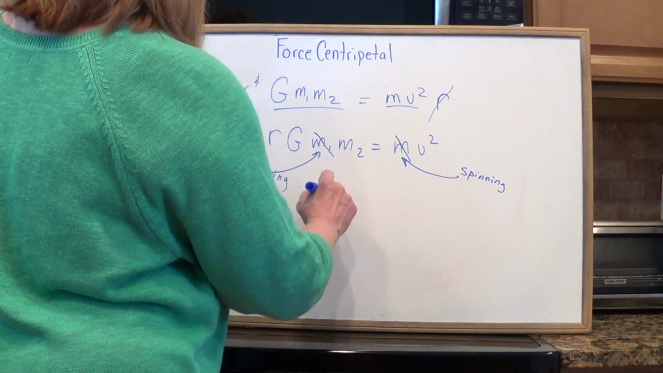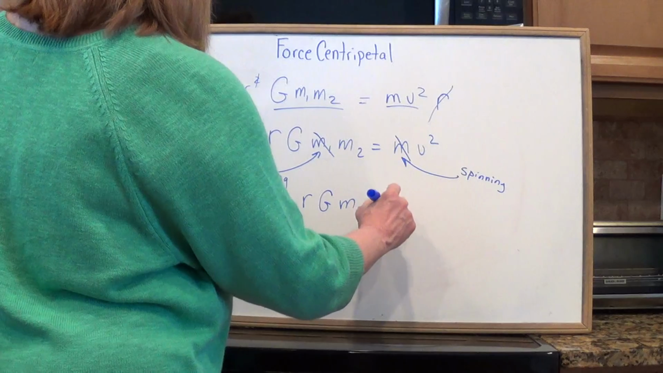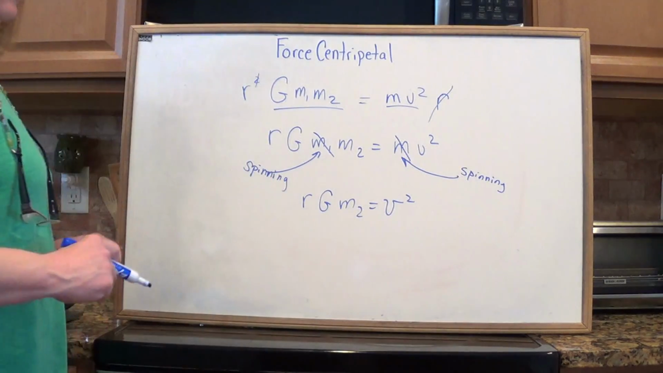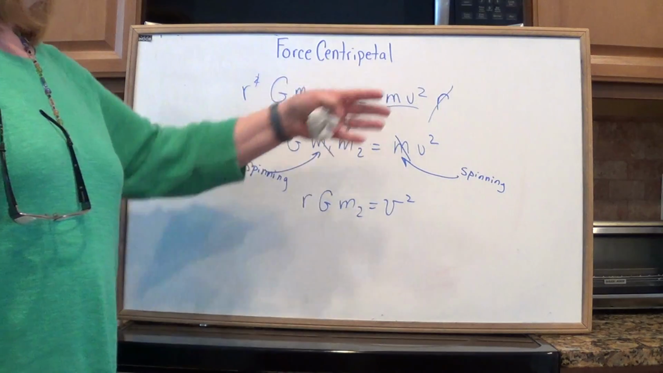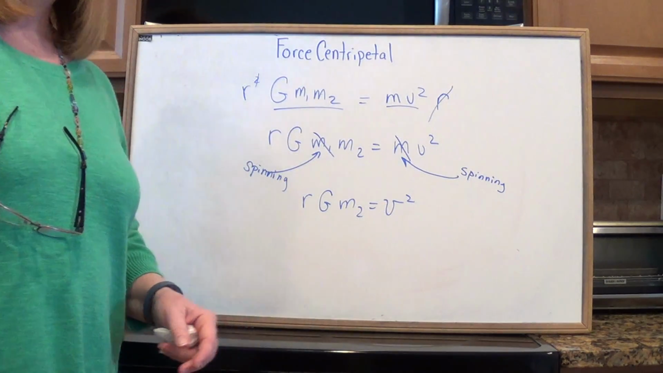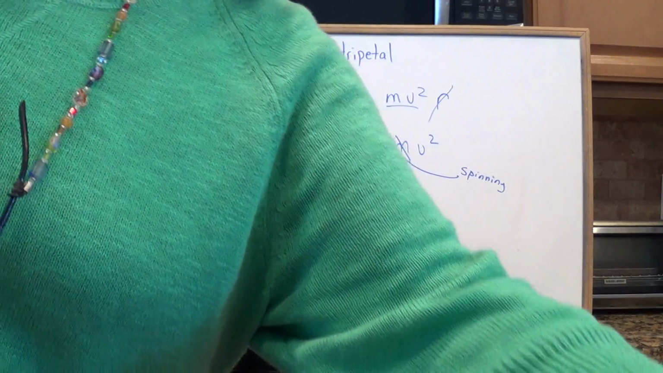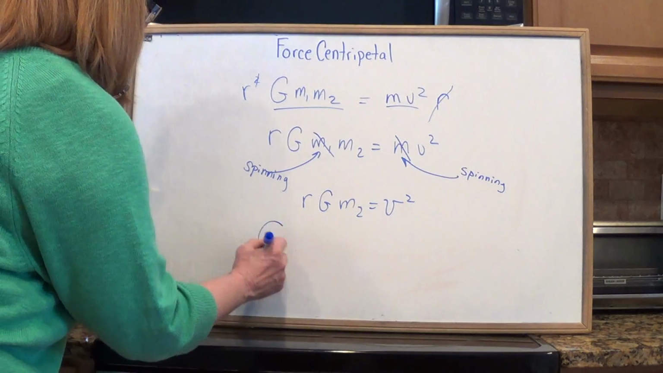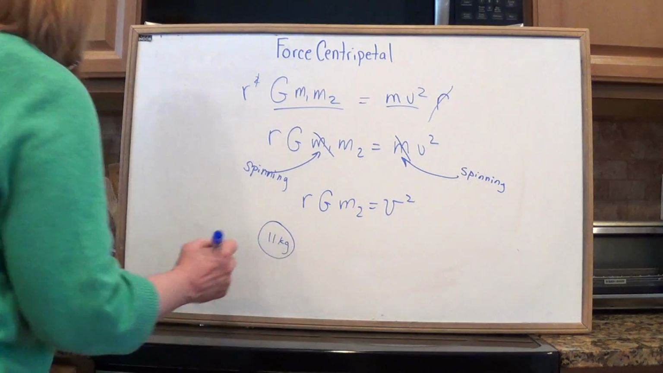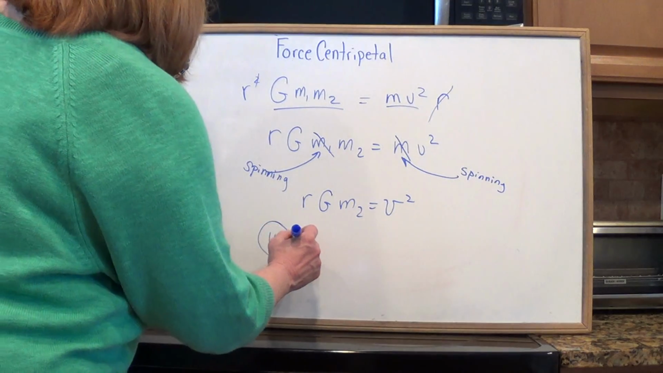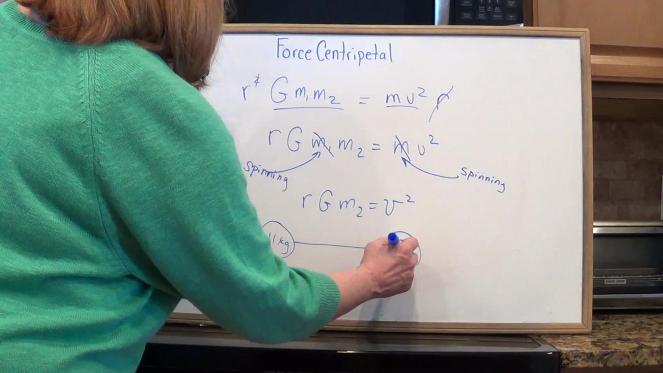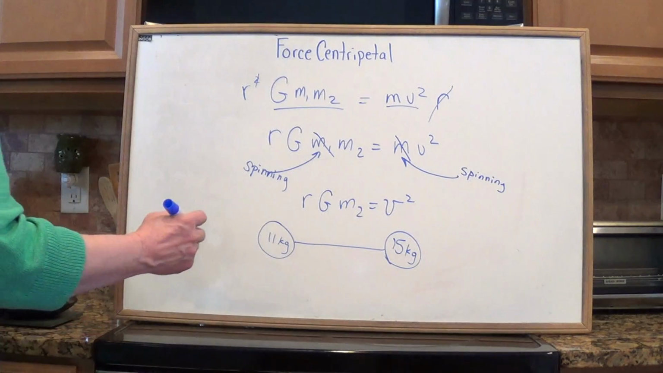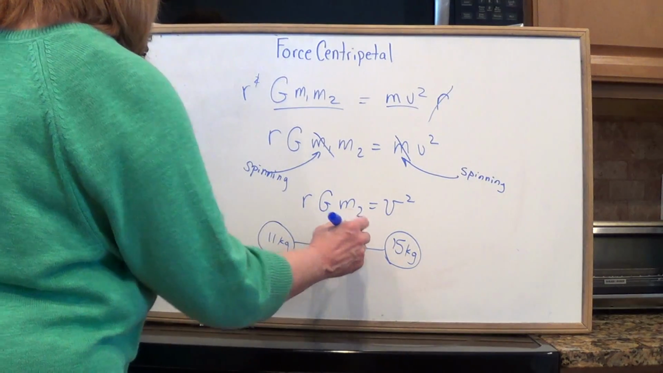So we have RG M2 equals V squared. All right, that is a simplified version of the original, and I recommend jumping to it in order to do these problems. So let me give you a problem to look at. Let's say that we have an 11 kilogram mass. So if you would sketch that, and a 15 kilogram mass. And they are 1.2 meters away from each other.